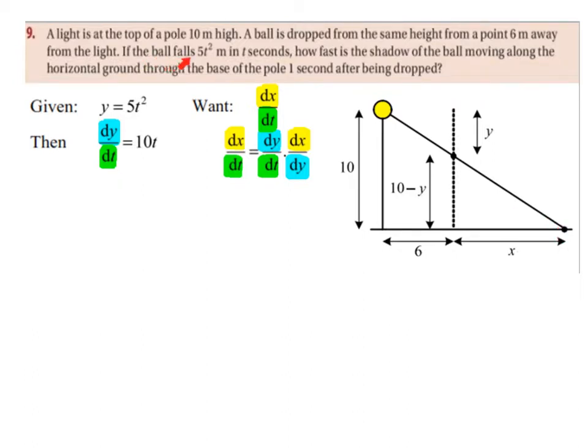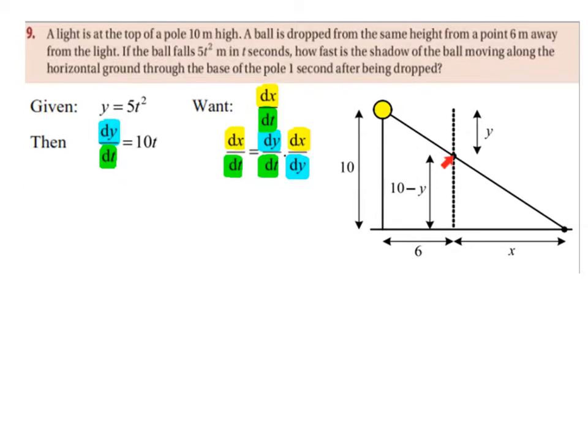So it says if the ball falls at 5t squared meters in t seconds, so the ball is falling towards the ground at 5t squared meters in t seconds, we want to know how fast is the shadow of the ball moving along the horizontal ground through the base of the pole 1 second after being dropped. So how fast is the shadow of the ball? So this would be the shadow of the ball. And how fast is that moving along the horizontal ground through the base of the pole 1 second after being dropped?